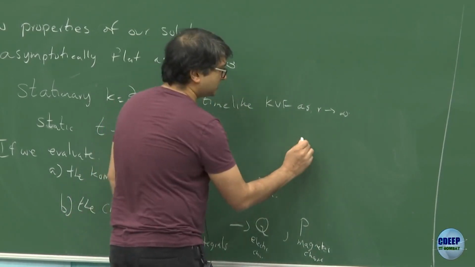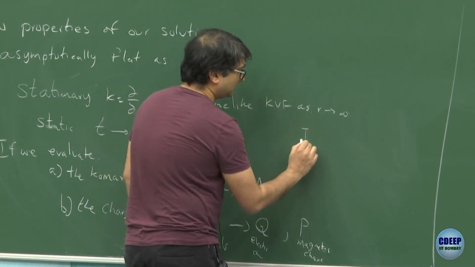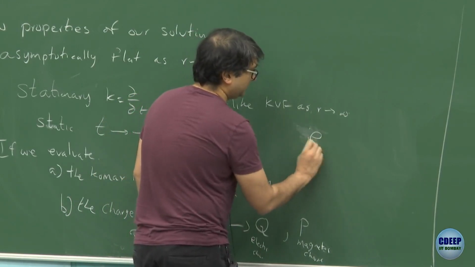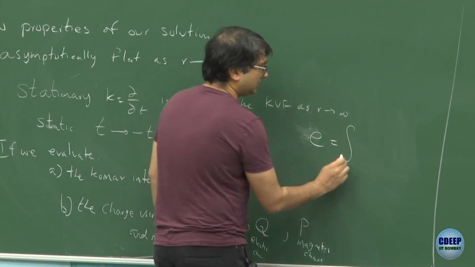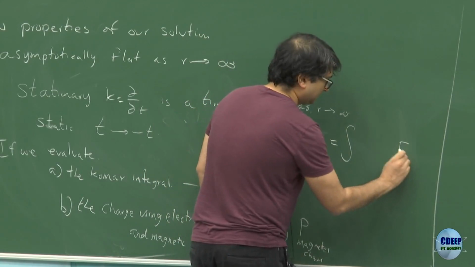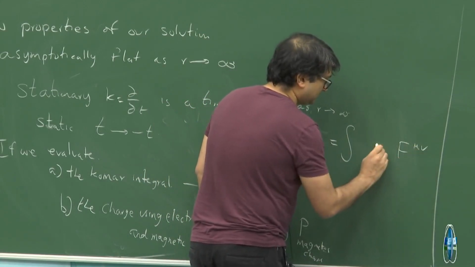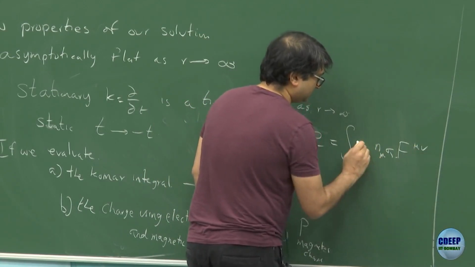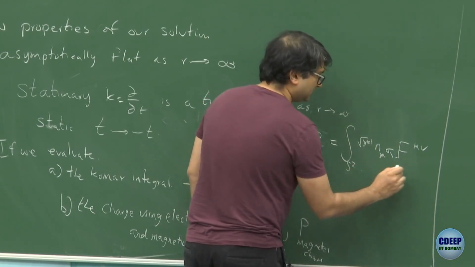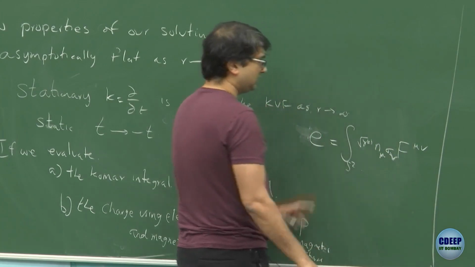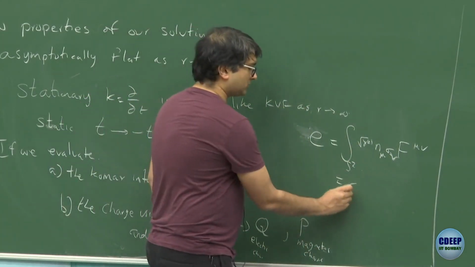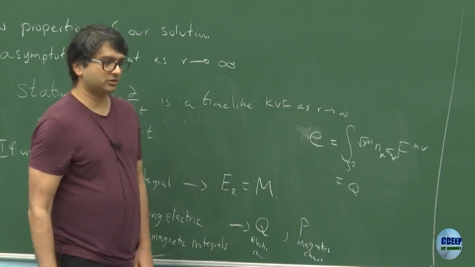Okay, I work out this integral, let me call it I, for the electric charge, small e. And that integral looks something like F mu nu, N mu, sigma nu, using the spatial metric on the two sphere at infinity. And this is just going to give you Q. So that's why Q has the interpretation of being the electric charge.